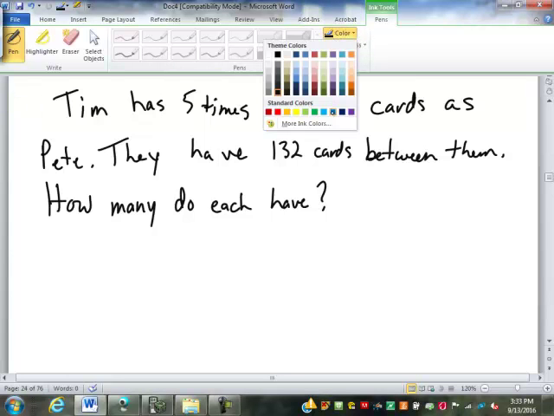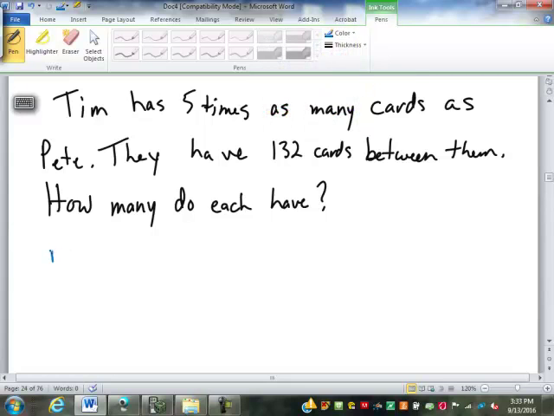Okay, so let's take a peek at this one, see how you're doing. I know some of you might not quite be done yet, but we have Tim and Pete here. And one of the first things we're looking at is the number that each of them have. Number of cards.